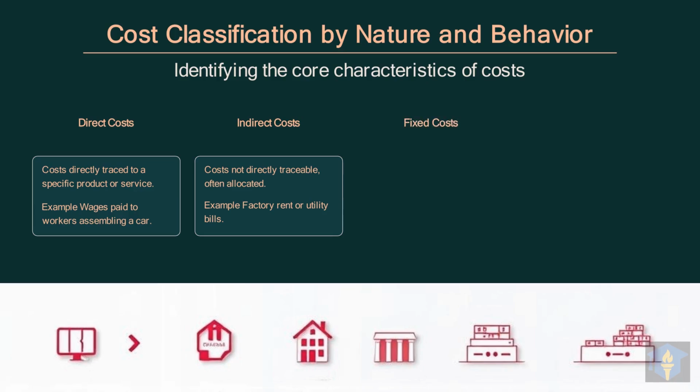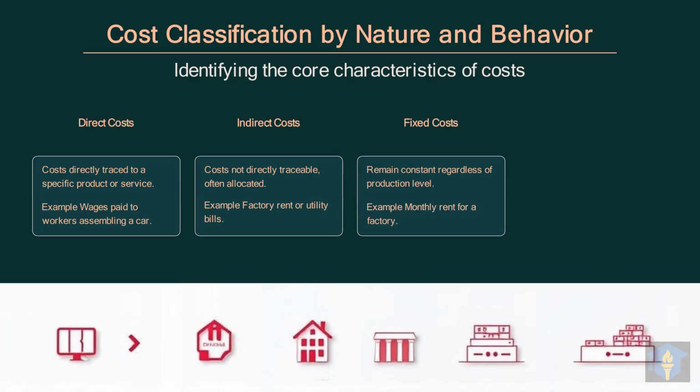Moving on to fixed costs, these are expenses that remain constant, irrespective of the production volume. Whether you produce a lot or a little, these costs do not change within a relevant range. A clear example is the monthly rent you pay for your factory, which stays the same.